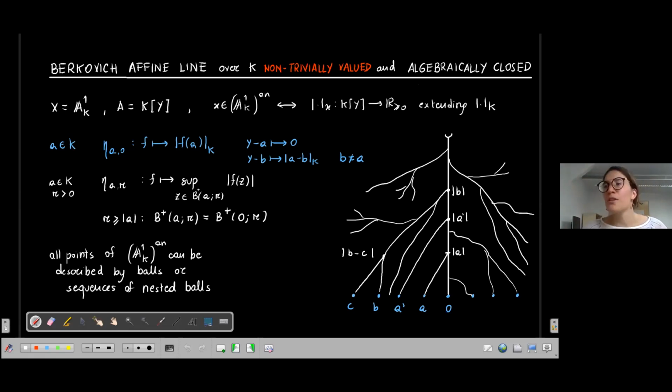And then the other question is the embedding of A1 in the identification of A1.